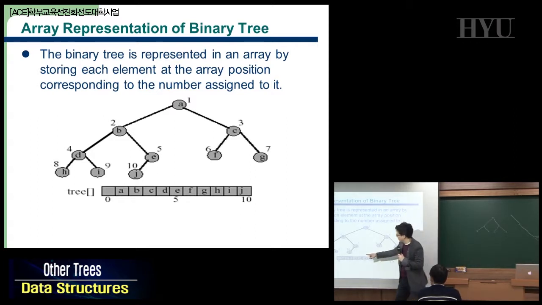A, B2. A's left child, right child. B's left child, right child. C's left child, right child. It has a rule to it.